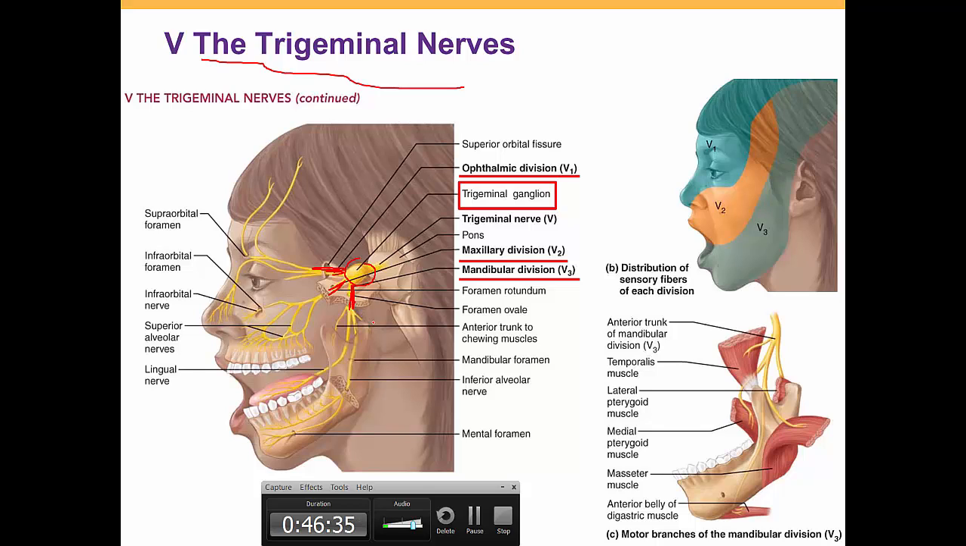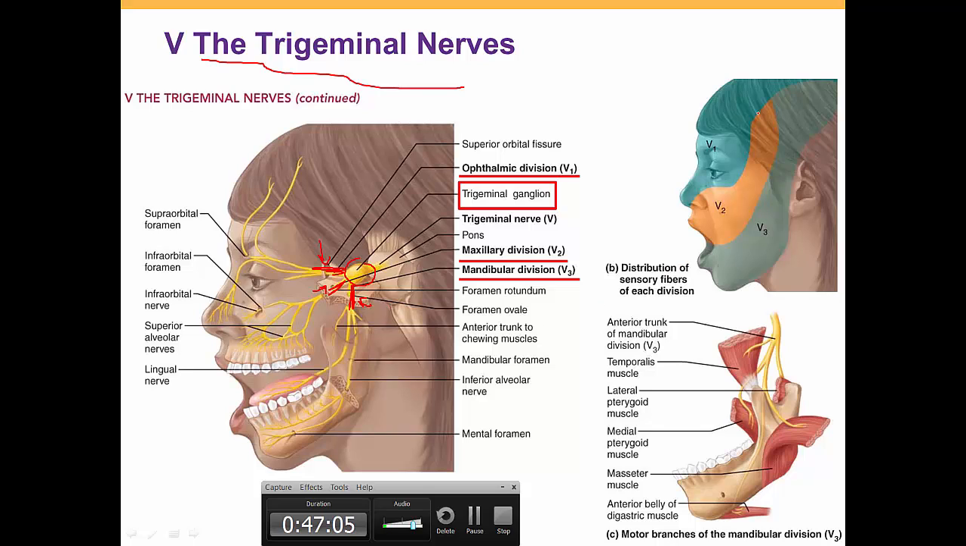And these ones leave the skull, or the cranial cavity, through 3 different foramina. The ophthalmic division travels again through the superior orbital fissure. Then the maxillary travels through foramen rotundum, and the mandibular travels through the foramen ovale. And I hope you remember these foramina from the previous unit. And they supply structures in the face.